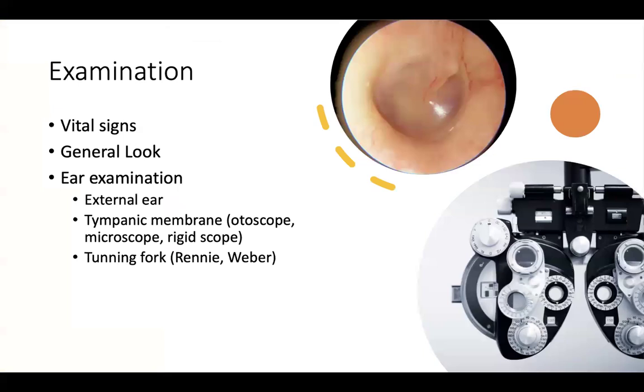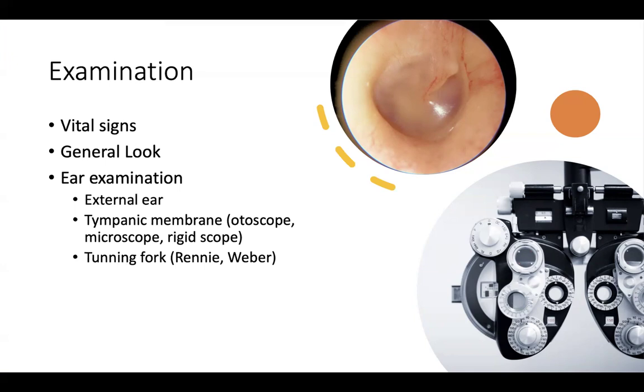Regarding the examination, first of all, you have to make sure that the patient is stable, even before vital signs. If the patient is unstable, there is no time to examine. You have to make sure that the ABC are done. If the patient is stable, now we do vital signs. We take the general look, for any apparent signs that would point us toward a syndrome or something, and then the ear examination.